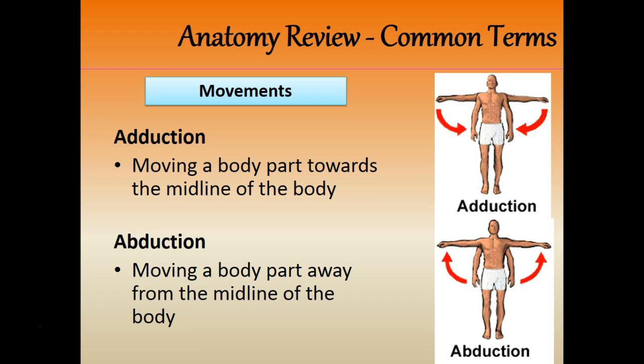Other movements would be adduction. The way I think about it is you're adding to the body. So it's a movement of a body part towards the midline. And then abduction would be the opposite of that. You're moving the body part away from the midline. And most often abduction and adduction occur at the glenohumeral joint and then also at the hip joint as well.